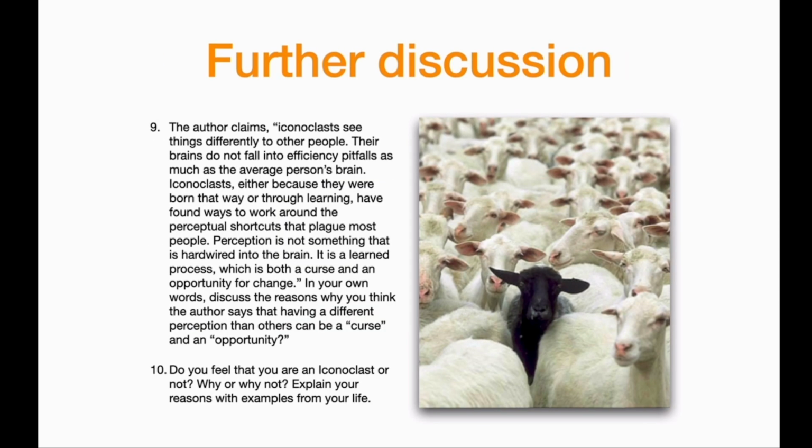Further discussion. The author claims, iconoclasts see things differently to other people. Their brains do not fall into efficiency pitfalls as much as the average person's brain. Iconoclasts, either because they were born that way or through learning, have found ways to work around the perceptual shortcuts that plague most people. Perception is not something that is hardwired into the brain. It is a learned process, which is both a curse and an opportunity for change.